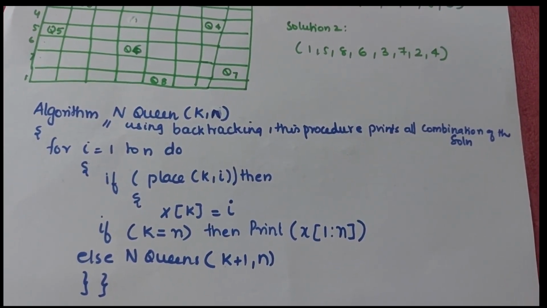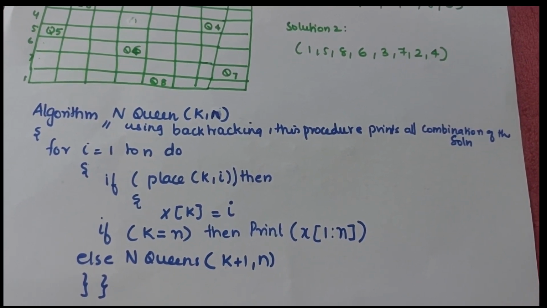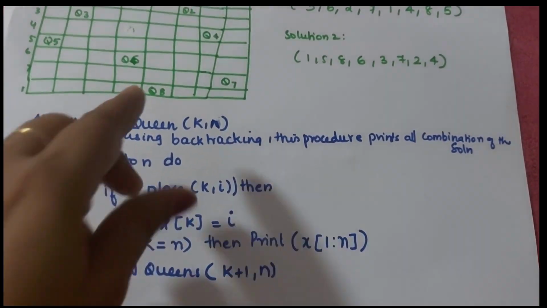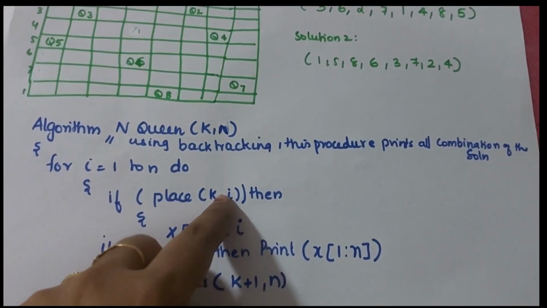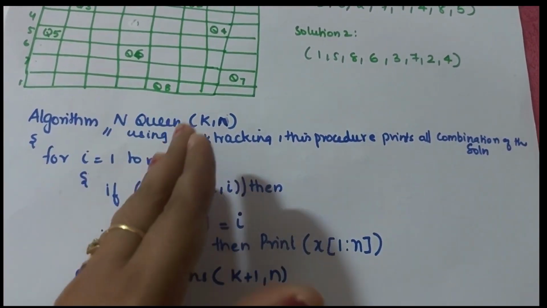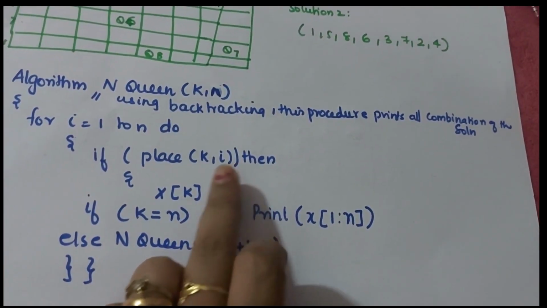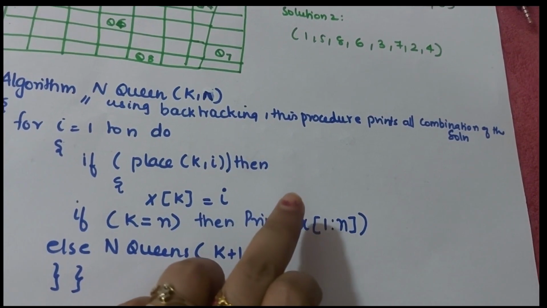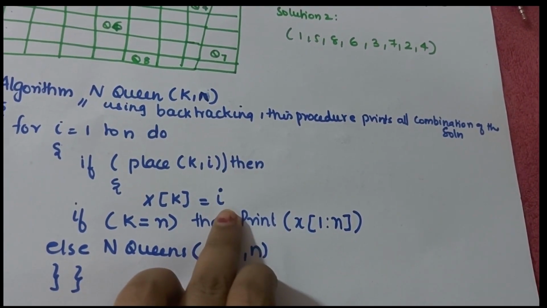Okay. Let us check the algorithm for the n-Queens problem, where k is the kth queen I want to place and n is the number of queens. And here, let us check how this algorithm is working. For i equal to 1 to n, you have to do these things, where n is the number of queens. And if this function is true, then you have to place the queen.